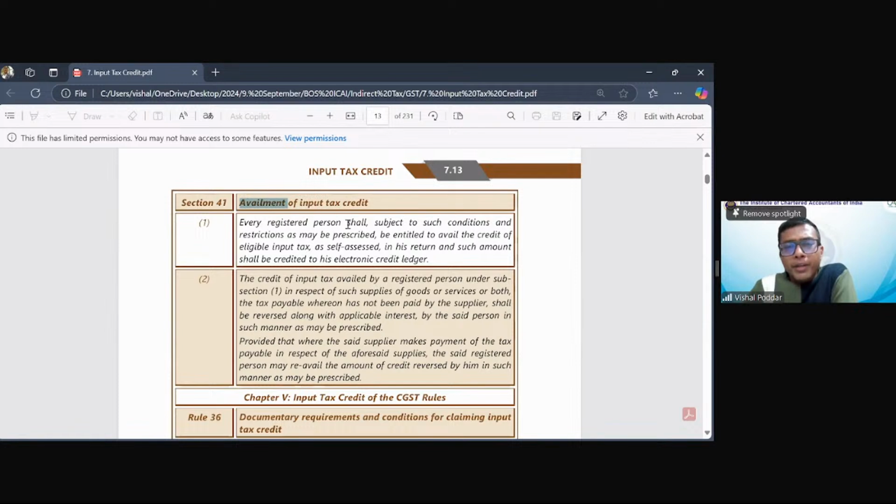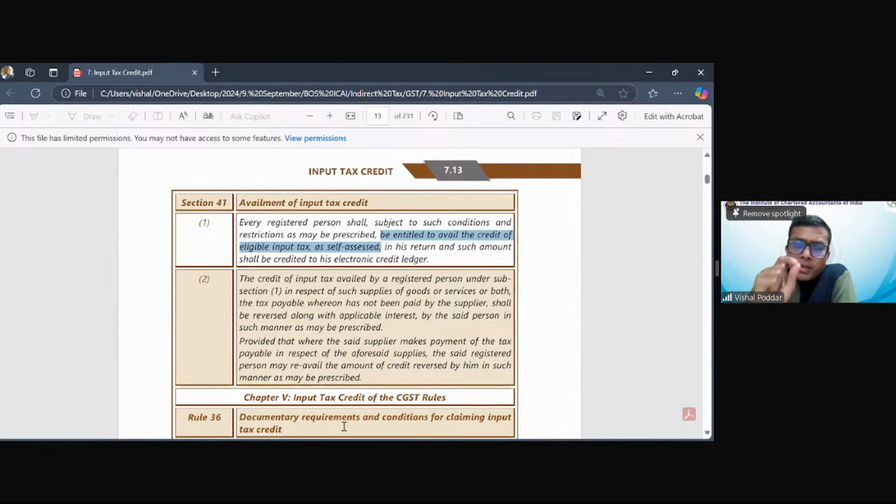So what it says, every registered person shall, subject to conditions and restrictions as may be prescribed, be entitled to avail the credit of eligible input tax as self-assessed tax in his returns, and such amount shall be credited to his electronic credit ledger. So again, subject to conditions and restrictions, which we are going to study. Section 41 says you are entitled to avail the credit of the eligible input tax as self-assessed. Now, a few things that are important here is that once you apply all the conditions mentioned above, your credit becomes an eligible credit.